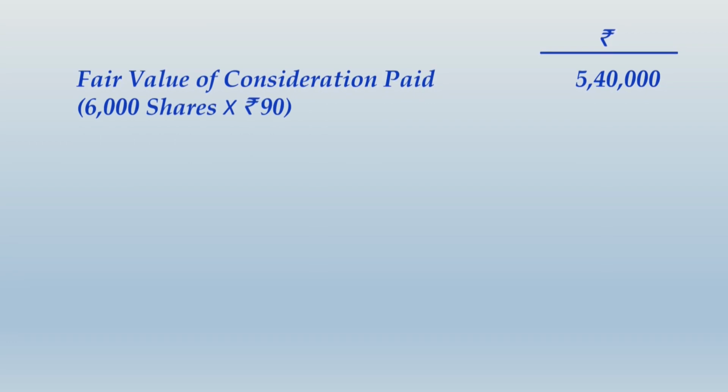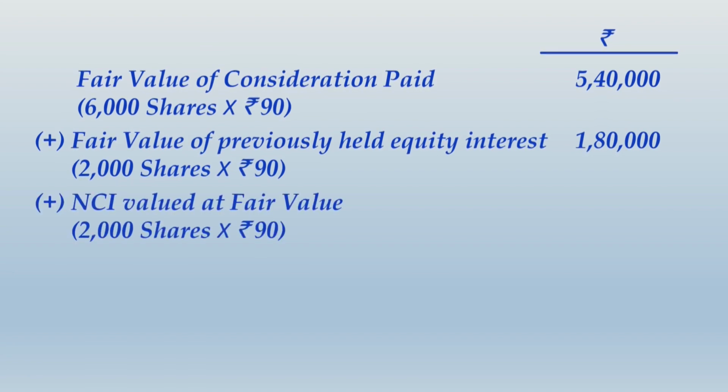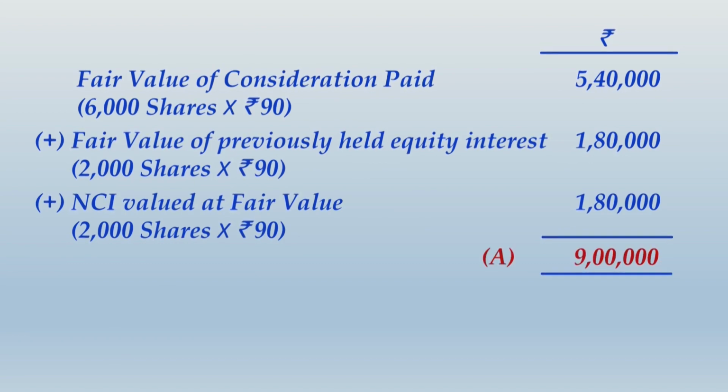What about the older acquisition? That also you have to measure at the fair value of this date, that is the acquisition date, and that will be 1,80,000, that is 2000 shares into rupees 90. And non-controlling interest will be measured again at fair value as per the instruction given in the question. So even that will be 1,80,000. So when you take the aggregate of these, you get 9 lakhs as A.